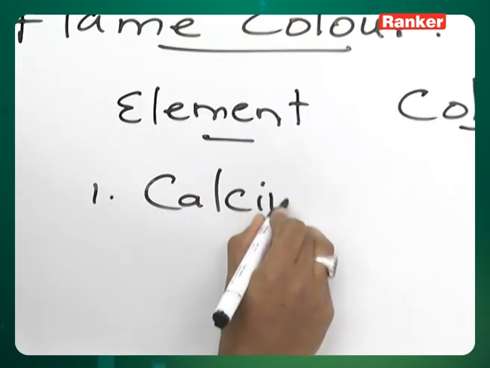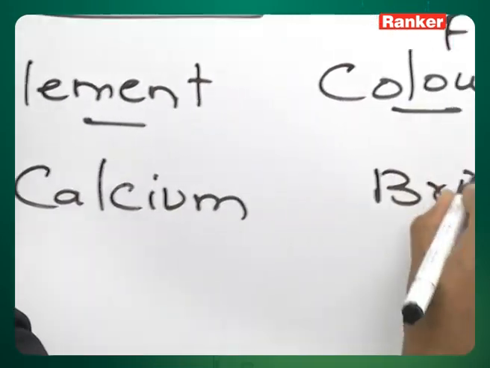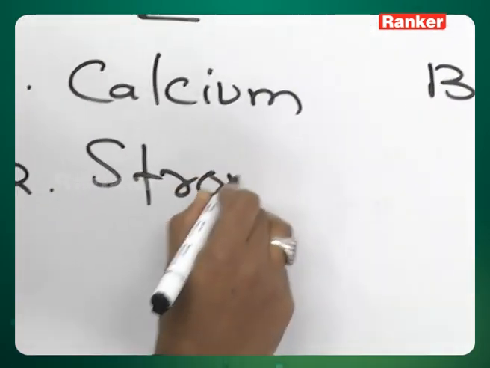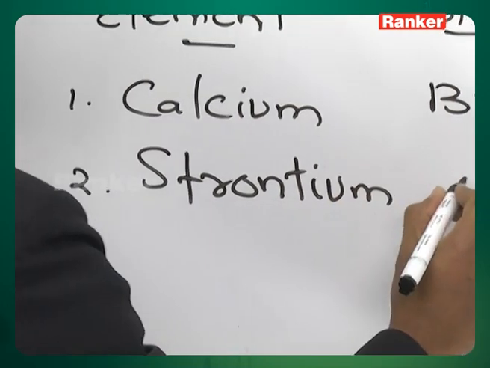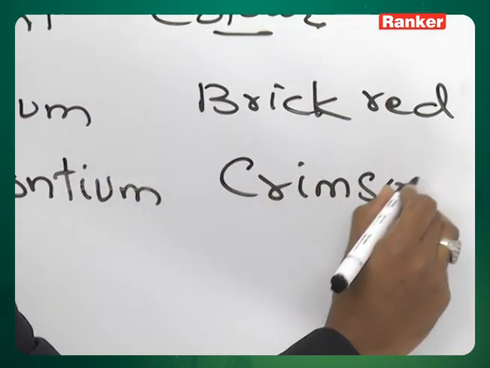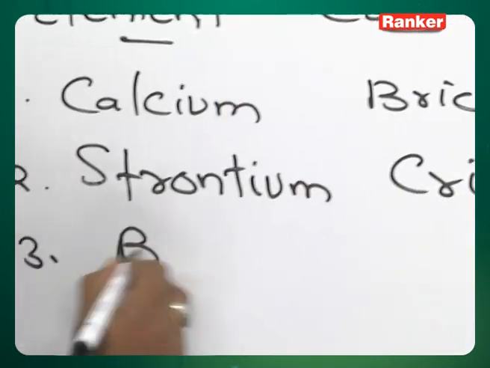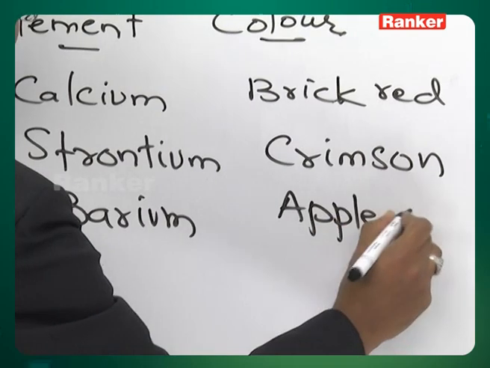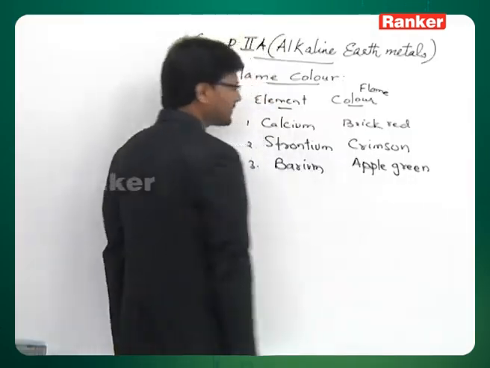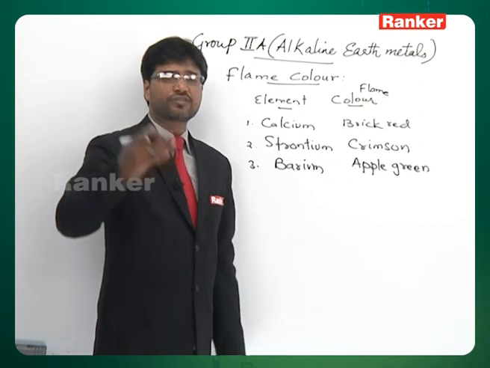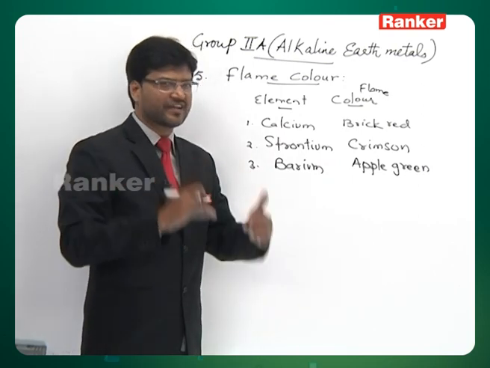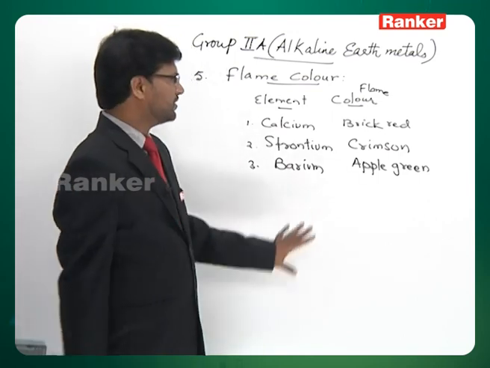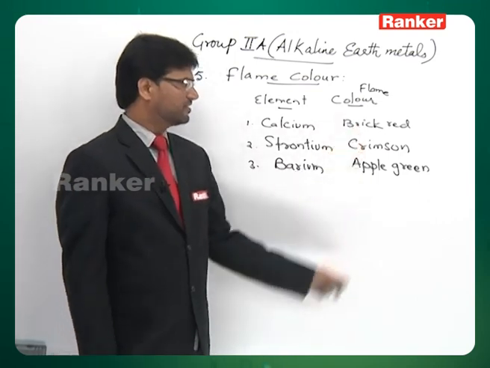All calcium compounds give brick red color to the Bunsen flame. All strontium compounds give crimson color, and barium compounds give apple green color to the Bunsen flame. These colors correspond to the wavelengths which appear due to de-excitation of electrons from the excited state. When they come back to the ground state, they give rise to wavelengths corresponding to these colors.